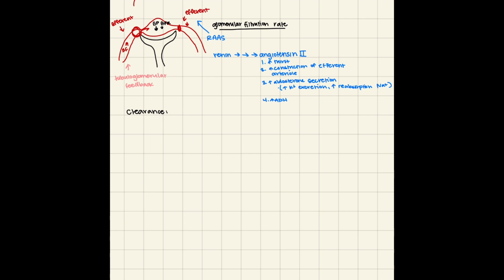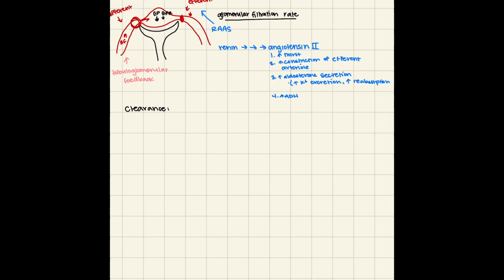When we measure clearance, we measure the amount of something in your urine versus the amount of something in your blood. So if a substance is completely reabsorbed, so you have none of that substance being excreted, the clearance value would be 0, right? Because you're not excreting anything. A good example of that would be glucose, because you don't excrete any glucose unless you're a diabetic, in which case you do excrete glucose, but then we know you're diabetic.